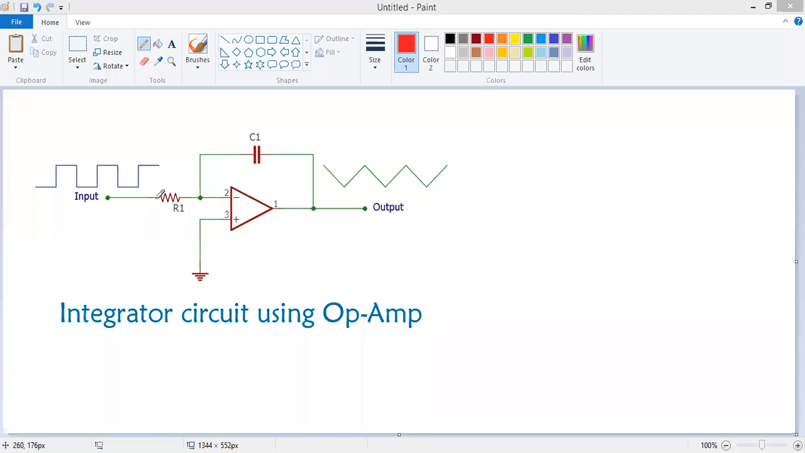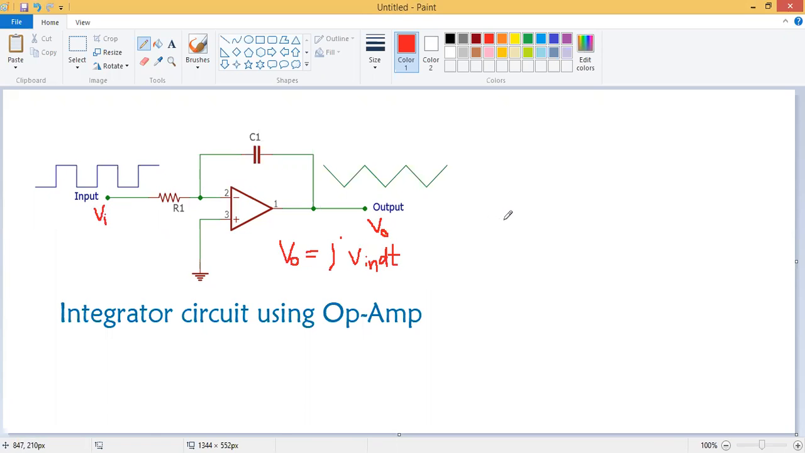Good morning. Today we are going to learn about the op-amp integrator circuit. The integrator circuit produces an output voltage V naught that is the integration of the input voltage. My input voltage I am calling VI, and my output voltage I am calling V naught.